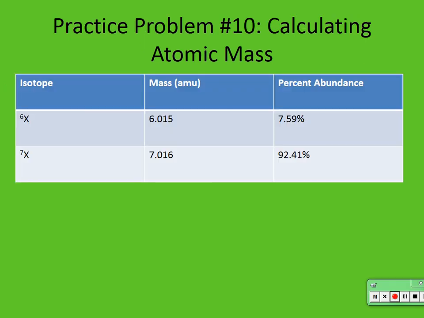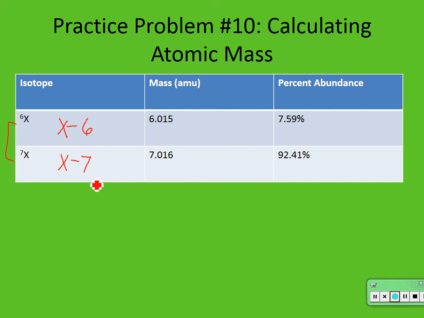Okay, practice problem number 10. It says to calculate the atomic mass of the following element. Okay, here's our element. It's not a real element, it's just X. It's not really found on the periodic table. But it has two isotopes. There's X6 and there's X7. Again, this is its mass number.